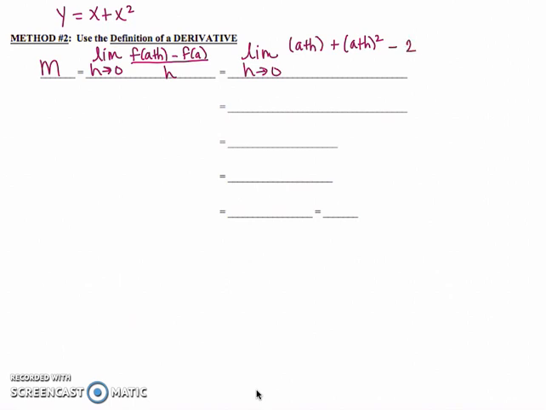And actually, we should probably, I'm going to backtrack for a second here. F of a would actually be a plus a squared, right? When we're plugging in a. Okay. And that's over, all over h.